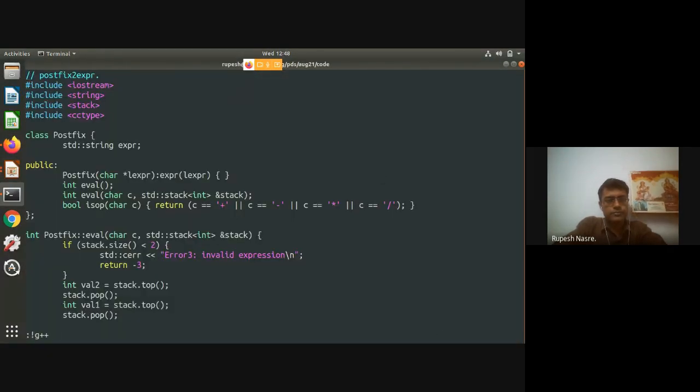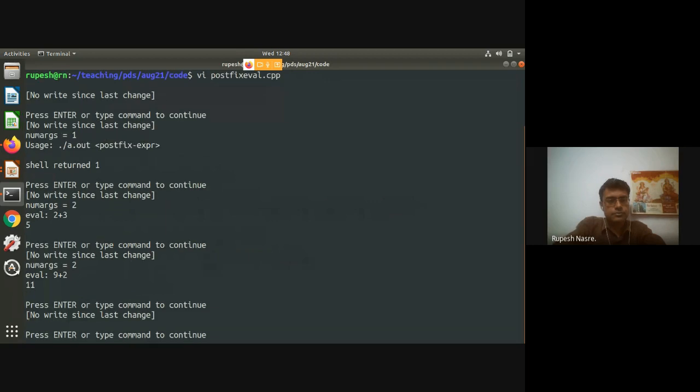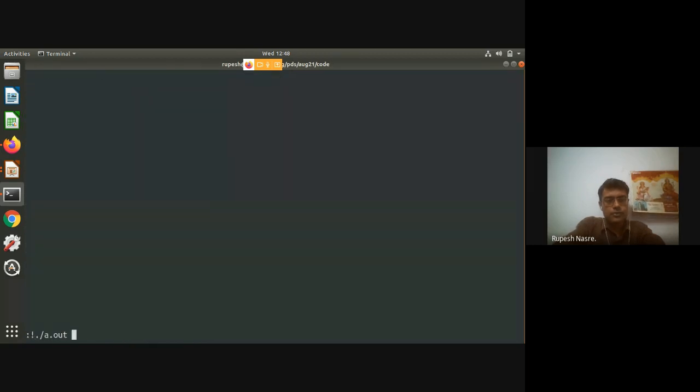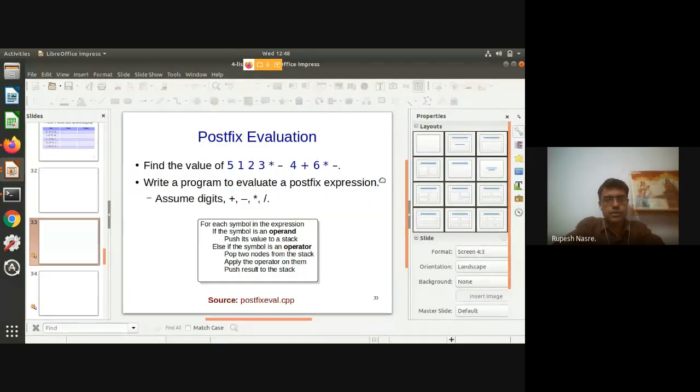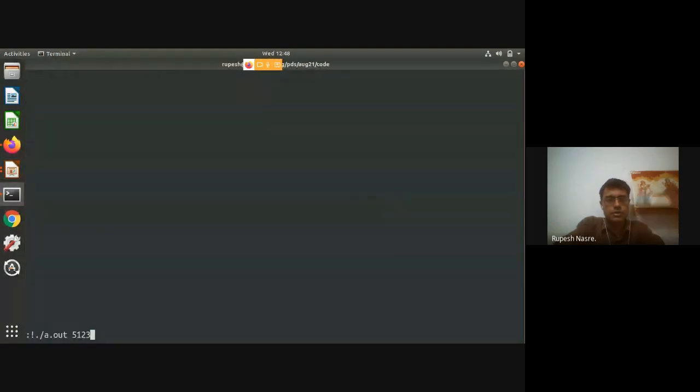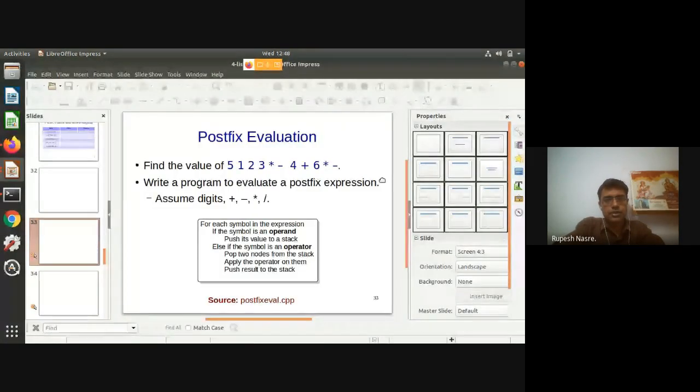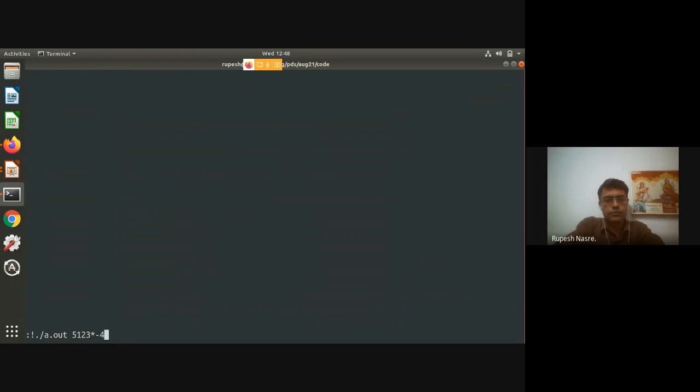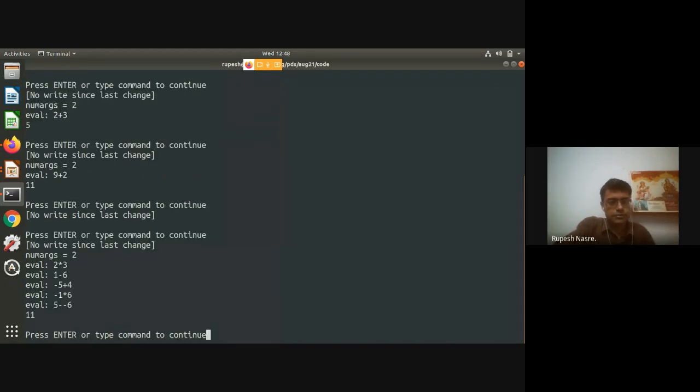5 1 2 3 star minus 4 plus 6 star minus 4 plus 6 star minus. And I think one of you had indicated that this should be 11, and we got exactly the same answer.